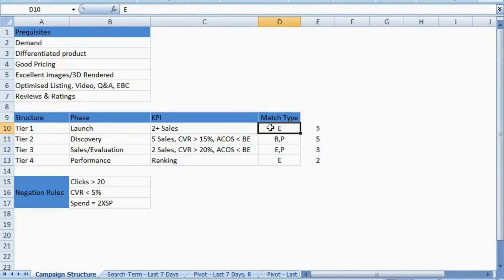You are not going to negate this exact match campaign. You're not going to do that. You're going to continue your campaigns here, right? But there are general negation rules which apply across the board. We'll cover that towards the end.